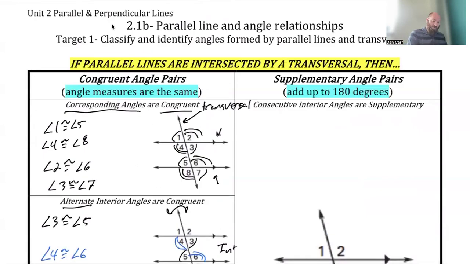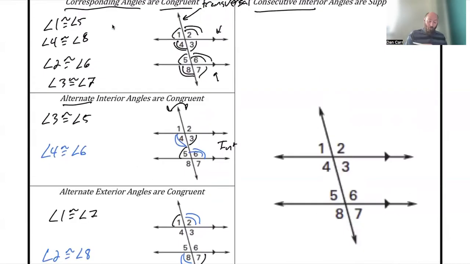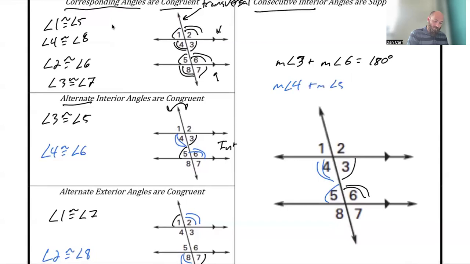The other relationship that comes up is when they are supplementary. So in this case, we have supplementary angles when they add up to 180 degrees. And that happens with only one of our relationships, and that is consecutive interior angles. Consecutive interior would be like angle 3 and angle 6. So the measure of angle 3 plus the measure of angle 6 is equal to 180 degrees. Additionally, angle 5 and 4 are also consecutive interior. So the measure of angle 4 plus the measure of angle 5 is also equal to 180 degrees.